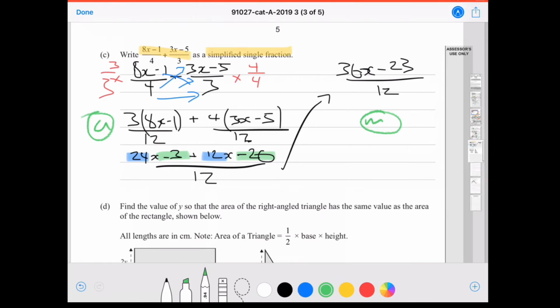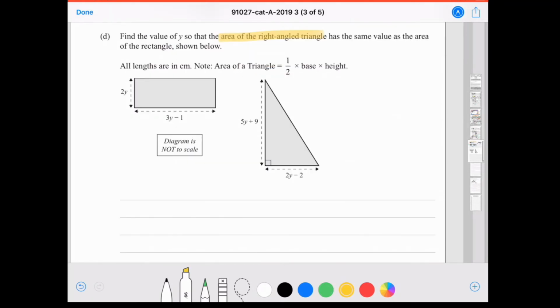So question 2D. What have we got here? Find the value of y so that the area of the right angled triangle has the same value as the area of the rectangle shown below. All lengths are in centimeters. Note: area of a triangle equals half base times height. And we might also say area of the rectangle is just base times height, right?